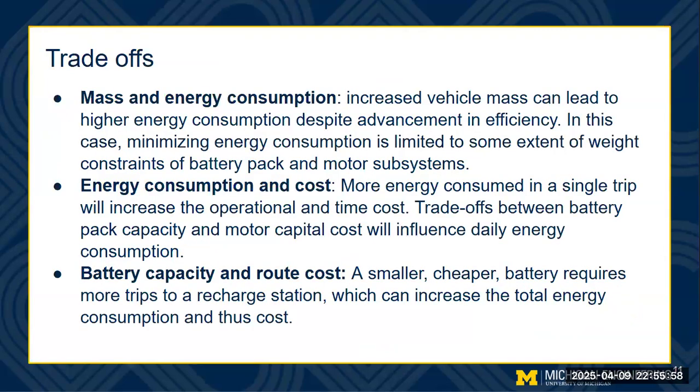The trade-offs in our system include the balance between mass and energy consumption, energy consumption and cost, and the battery capacity and route cost. For example, increasing the vehicle mass will increase the energy consumption, but increasing the vehicle mass allows for larger battery and more range. Increasing energy consumption can allow for a faster trip, but at greater cost. And increasing the battery capacity can allow for fewer recharging detours at the expense of battery cost. Next slide.